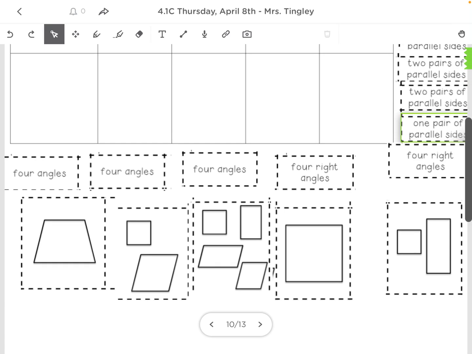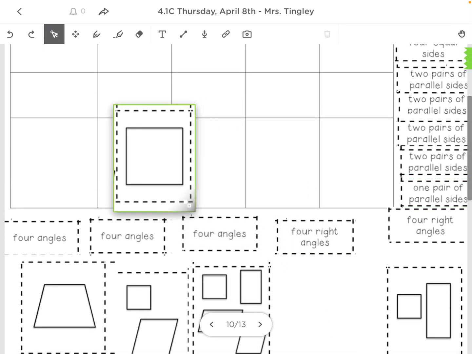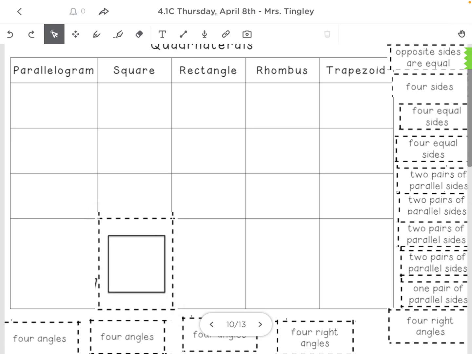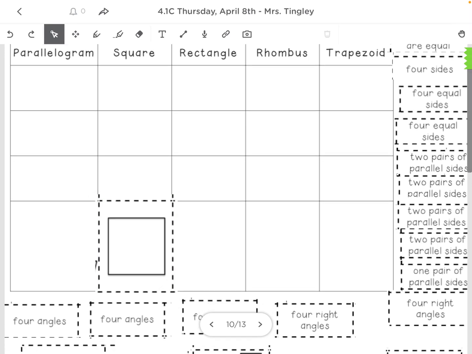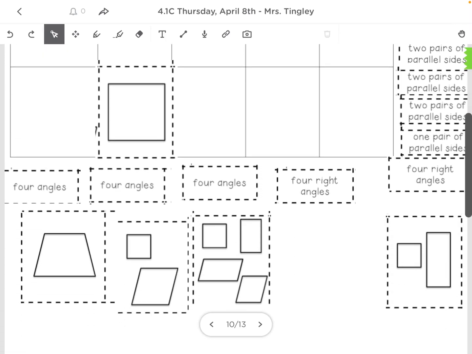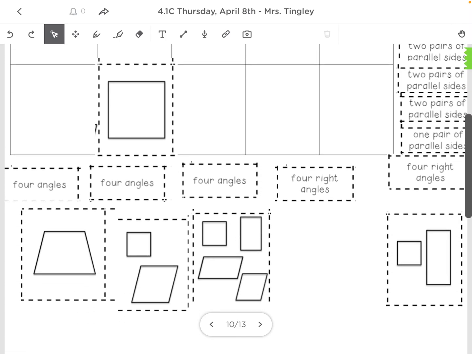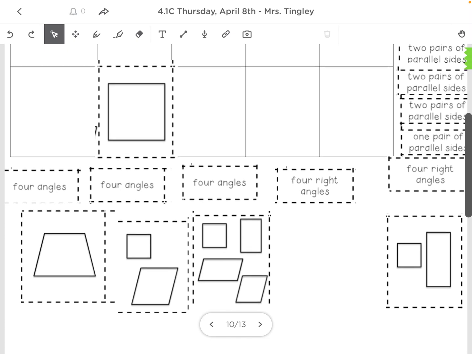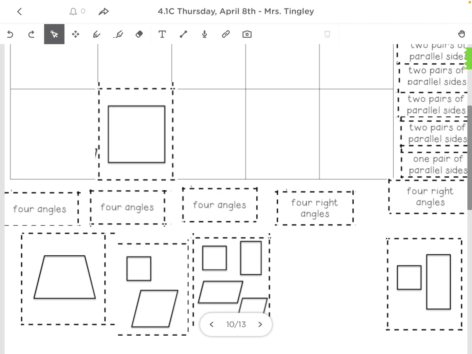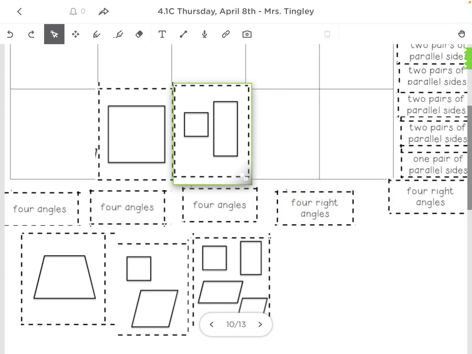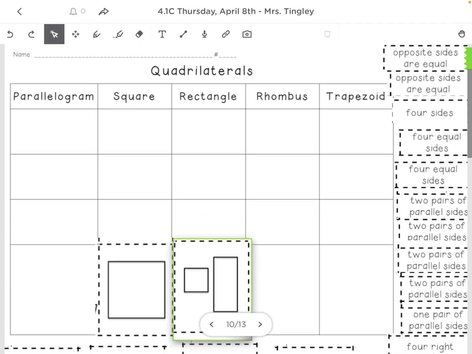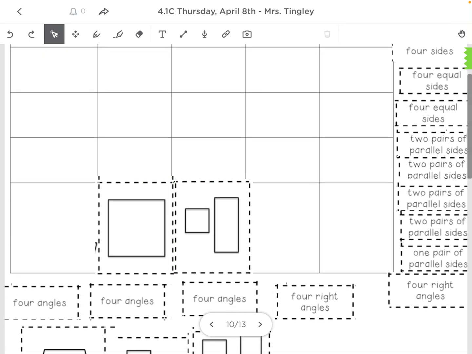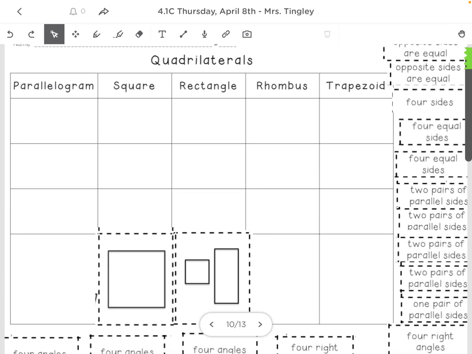Do you see one of these that shows squares? We have a square right here, so we can move that into the section. What about one that shows rectangles? Just rectangles. Well, from our activity the other day, we know that a square can be a rectangle. And the one next to it is also a rectangle.